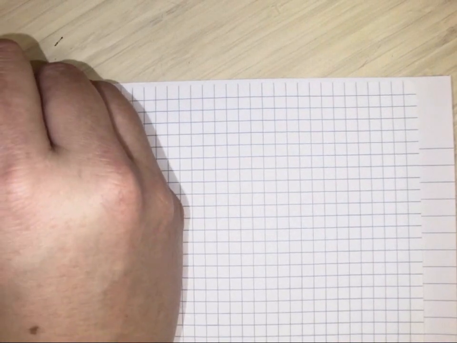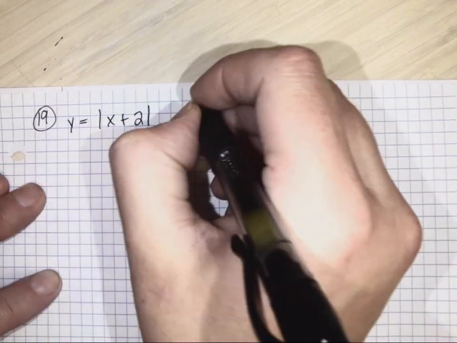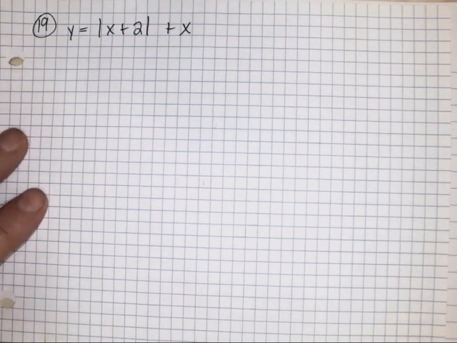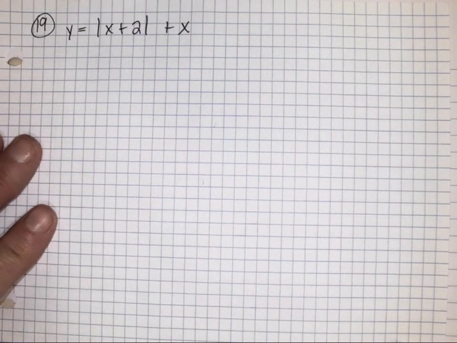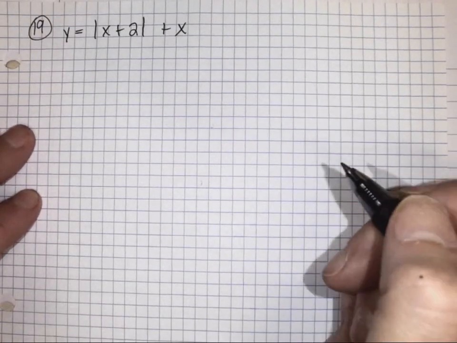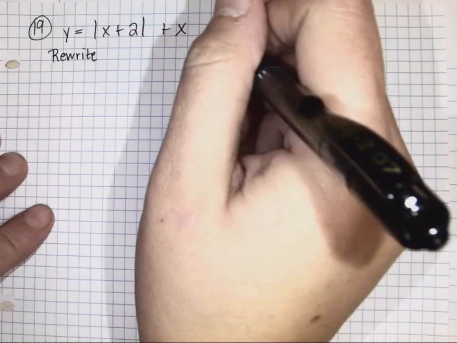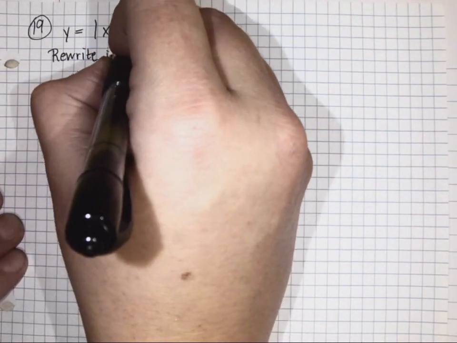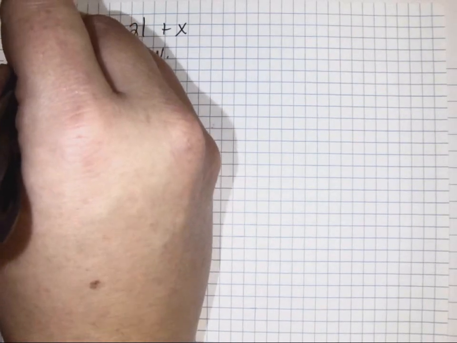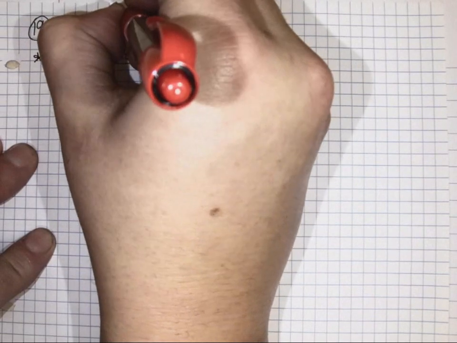Okay, last but not least, 19 and 20. Well, almost last. 19, y equals x plus 2 plus x. So in this case, I'm going to show you how to rewrite these as a piecewise, which is the first way that I showed you how to graph absolute value. So let's rewrite this one. If it has an extra variable like the x, I always like to do these this way. So rewrite into piecewise. So my turning point would be -2.